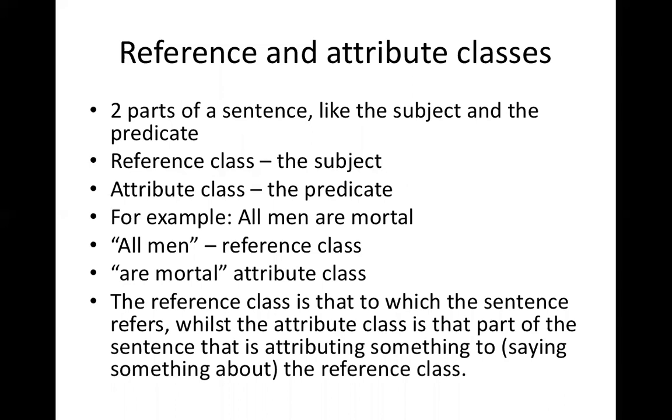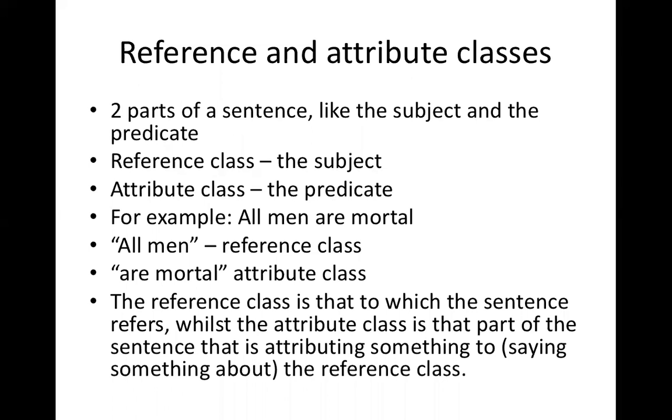Before we begin to study this kind of reasoning, we need to look at the two parts of a sentence in an argument. An argument is a passage, and a passage normally contains sentences. Now, the two parts of a sentence in an argument are just like the two parts of a sentence in English grammar. There's a part that is like the subject, and there's a part that is like the predicate. Now, the part of the sentence that is like the subject, we call it the reference class. And then the part that is analogous to what we know as the predicate in our grammar classes, we call it the attribute class. For example, all men are mortal.